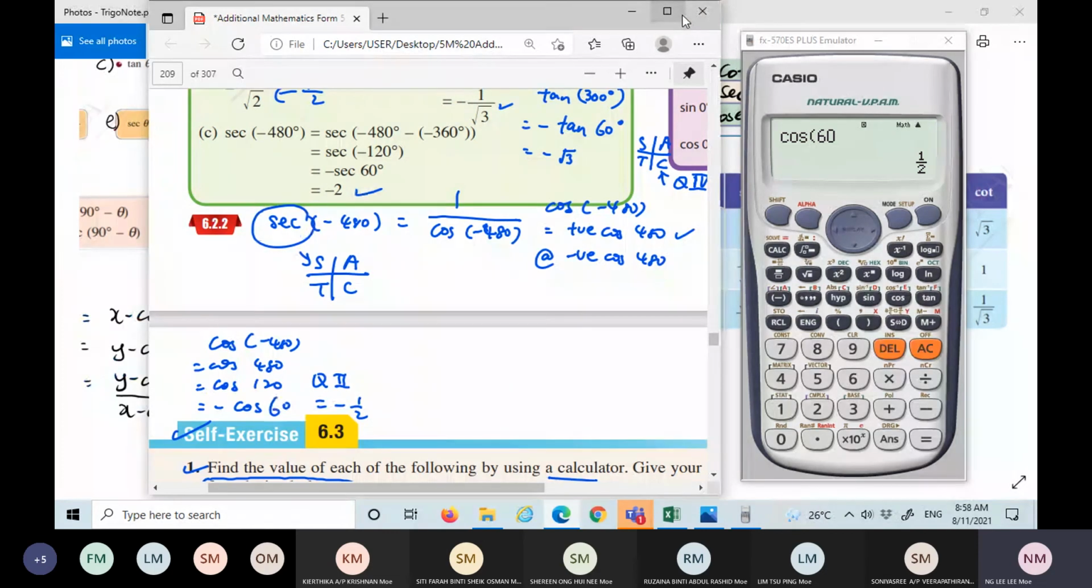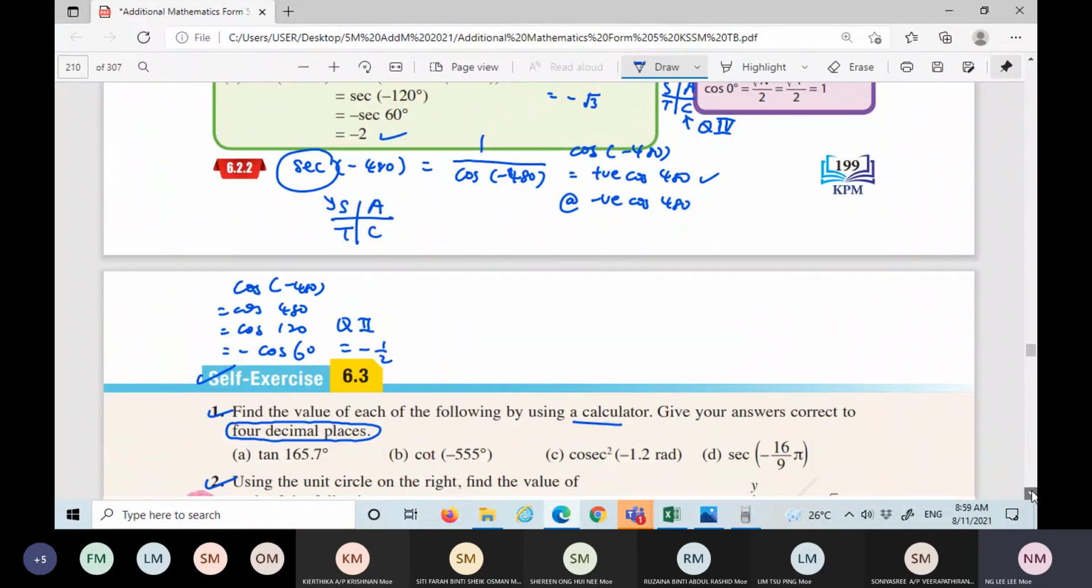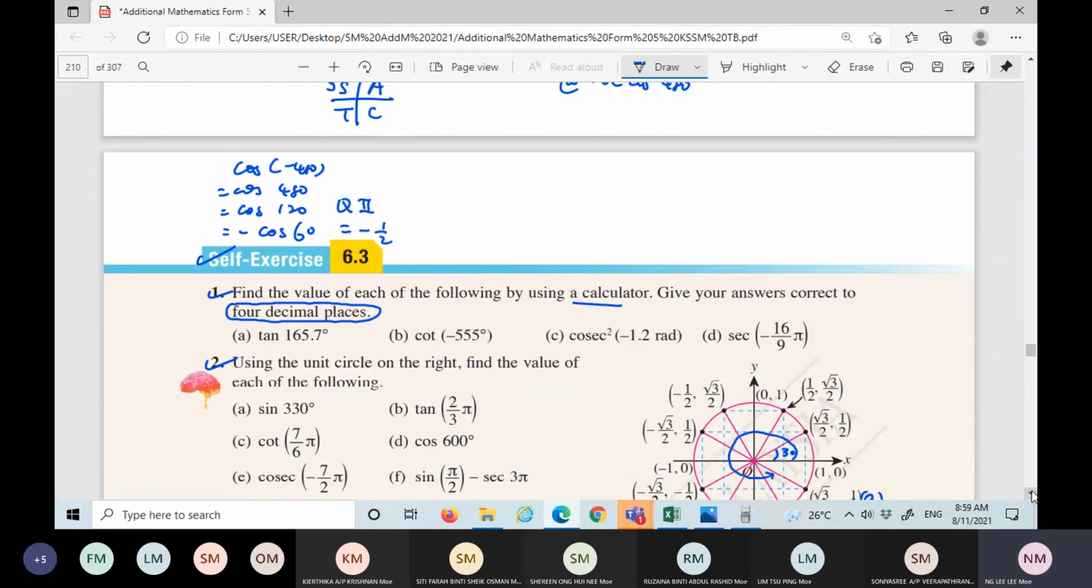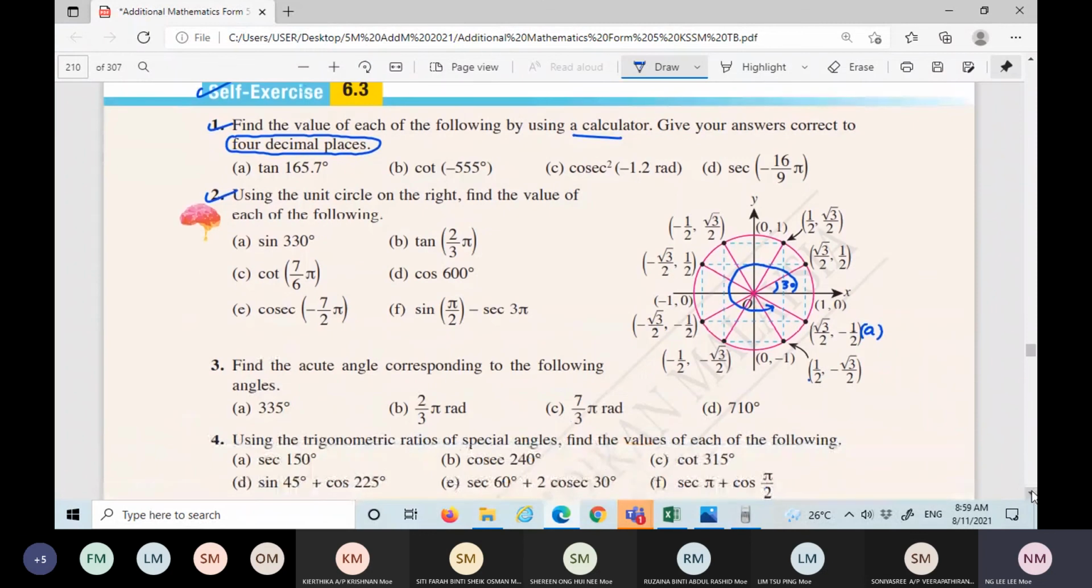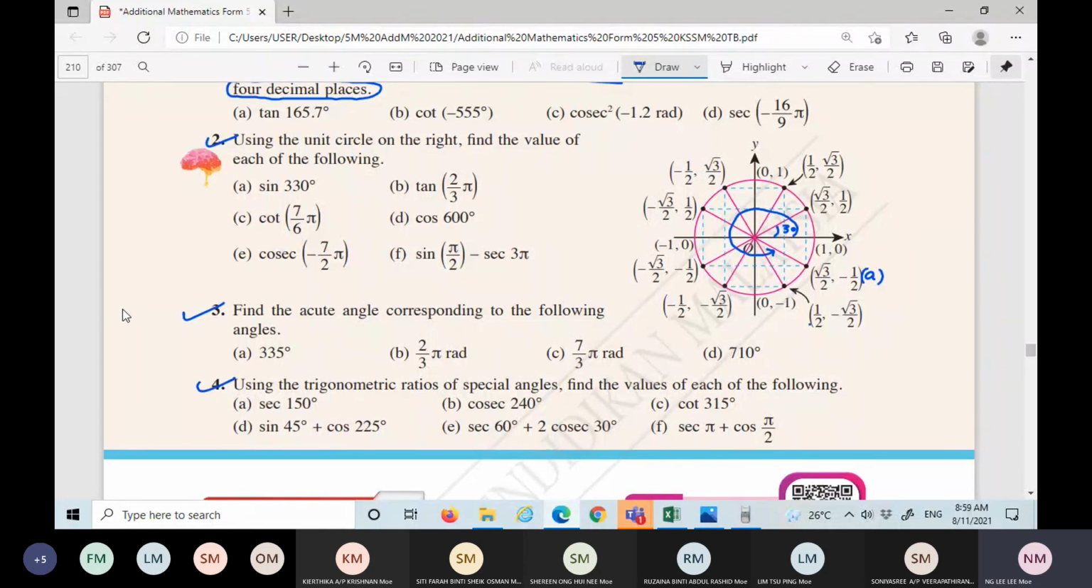Okay, that's all for today. Wait for a while. Can I know that the previous lesson, number 1, number 2, you have done. I think no problem for you. So far nobody asked me. So today you do number 3 and number 4.